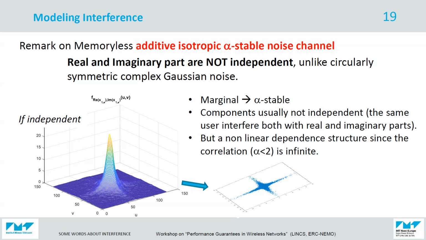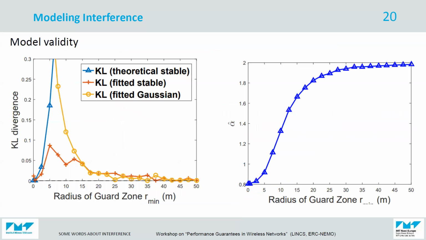What I just mentioned here, and I should see how to make my remark better, is that because it's isotropic, it's dependent. You've got a dependence between the real and the imaginary part. You cannot draw two stable random variables independently and make your interference. That's what it means. There are tools to do that.